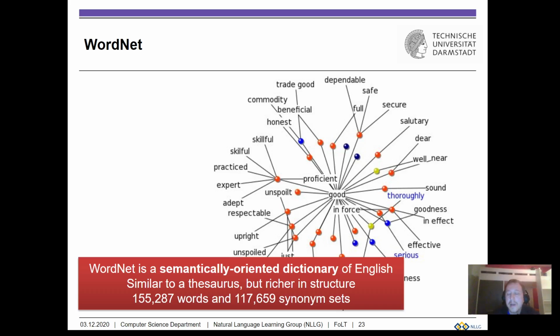WordNet is semantically oriented rather than, for example, grammatically or syntactically oriented, meaning that WordNet captures the meaning or the content of words. Currently, it has 155,000 words stored in its lexical database and about 117,000 synonym sets, or as they are also called in WordNet, synsets. Each such synset has semantically equivalent words.